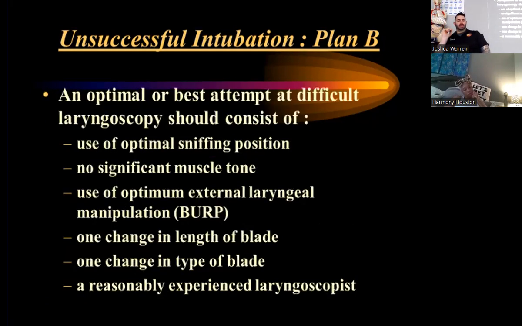So you use the optimal sniffing position. How about we talk about changing the length of the blade? At least change the length of the blade one time. How about changing the type of blade one time? So if you couldn't get it with a Mac 3, go with a Miller 4. Change some things up.